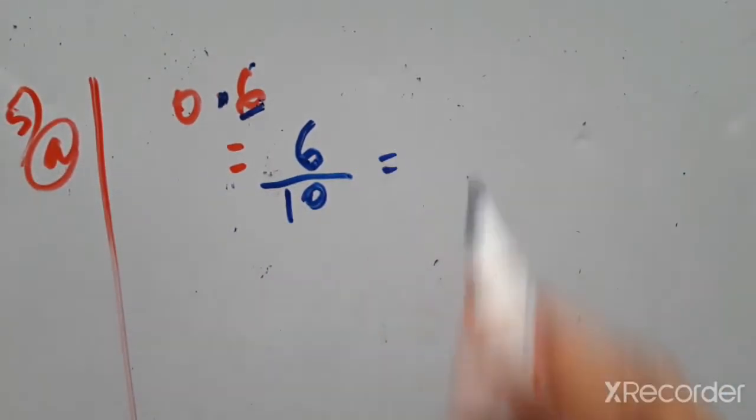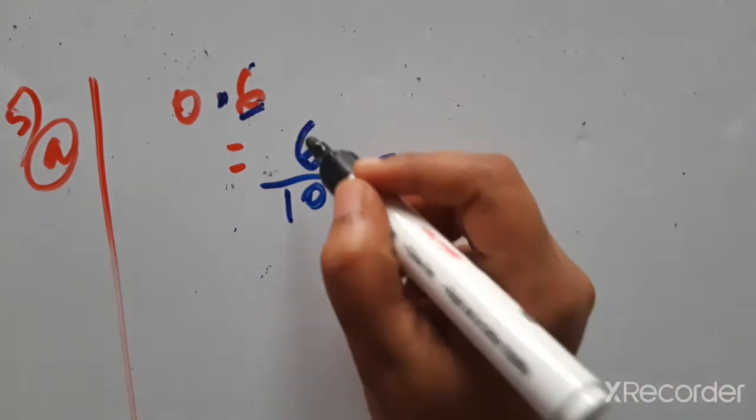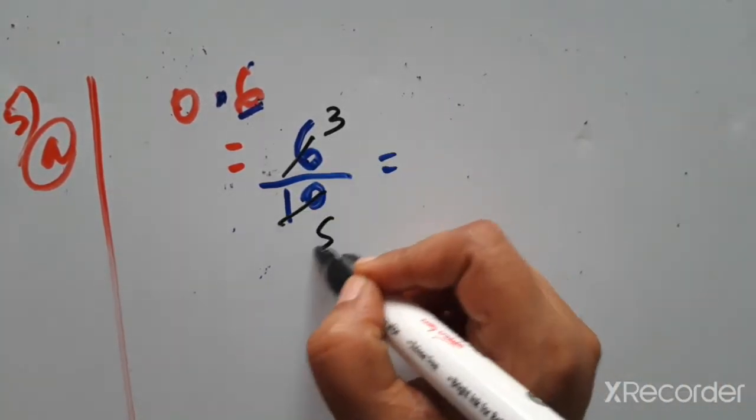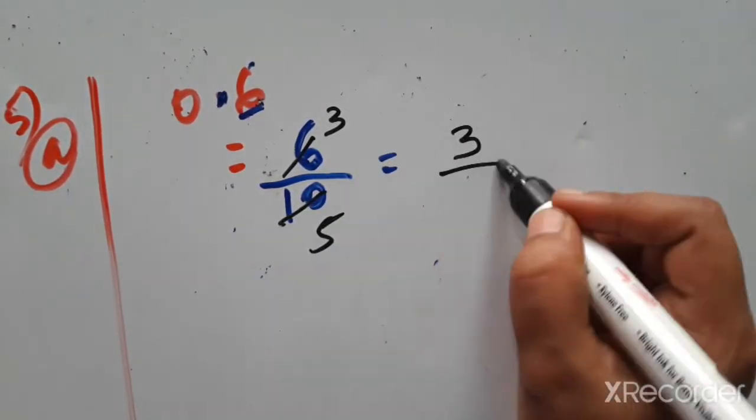Now we have to reduce the value of this. 2 3s are 6, 2 5s are 10. Answer is 3 by 5.